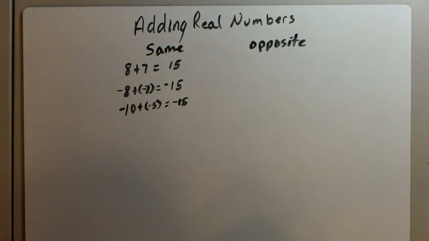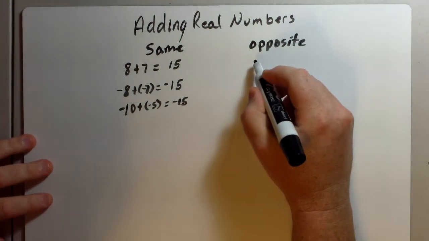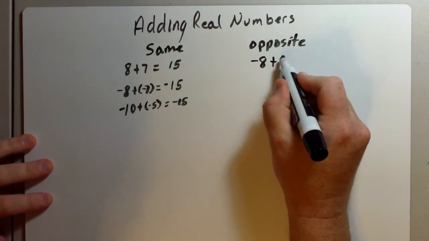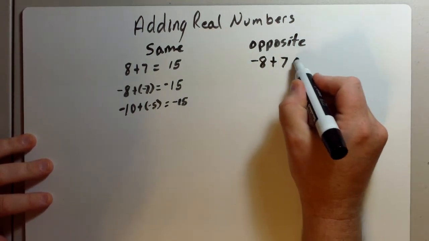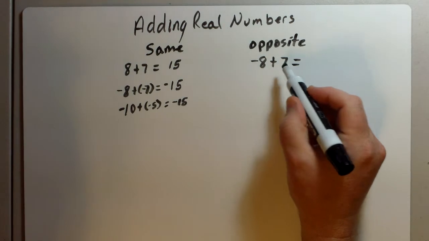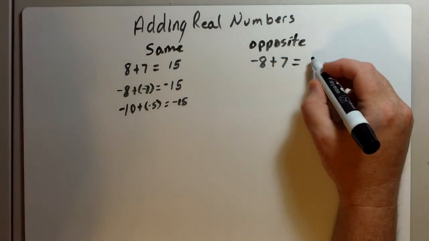Then you've got the rule that talks about opposites. Let's start with negative 8 plus 7. Now the rule says if the signs are opposite, you're supposed to subtract the two numbers. So we'll go ahead and subtract them. 8 minus 7 is 1.